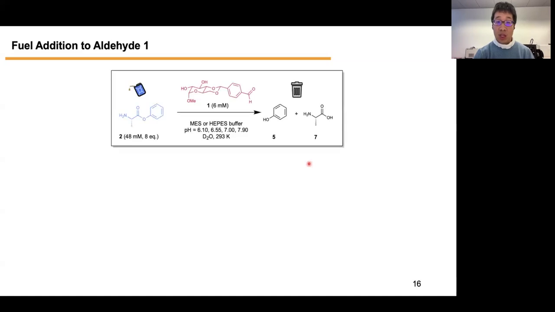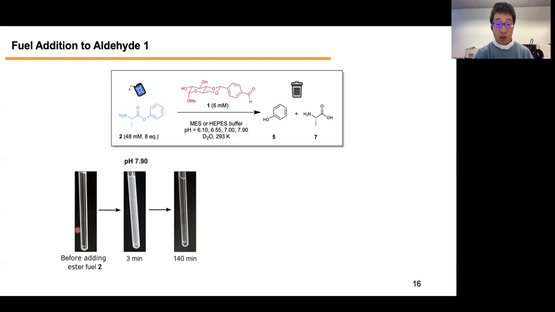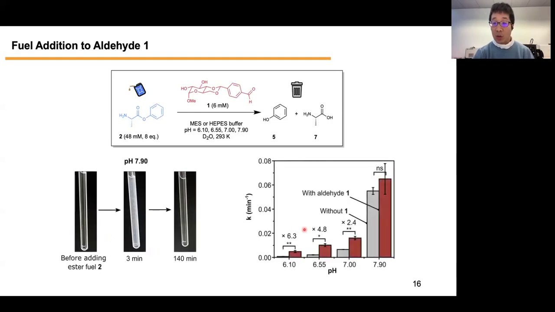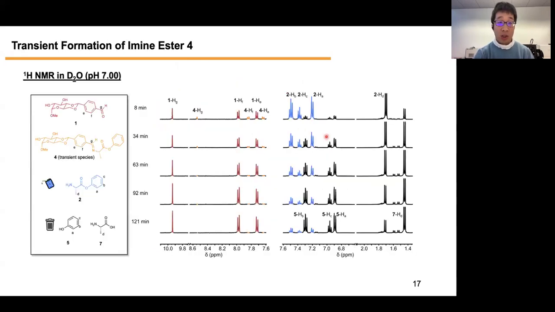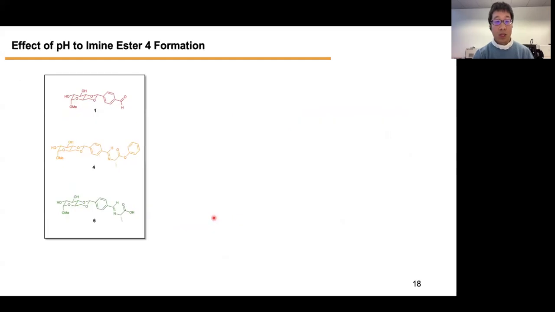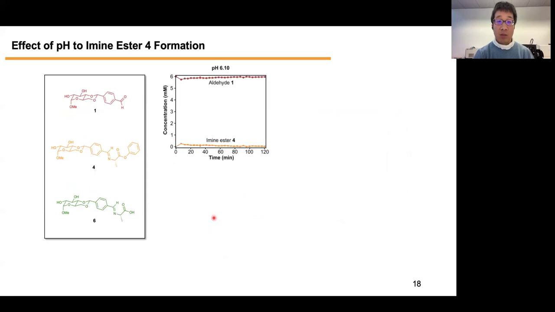And for achieving this, we did this simple mixing experiment and indeed observed such a phenomenon. And we also confirmed that this red species acts as a catalyst for the fuel to waste conversion. This is the result of the NMR. So we could clearly see the signals from this orange species here, which disappeared over time as the fuel ran out. We also studied the effect of pH on this behavior.